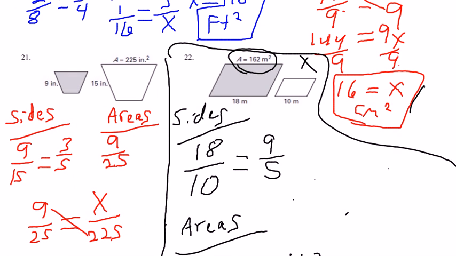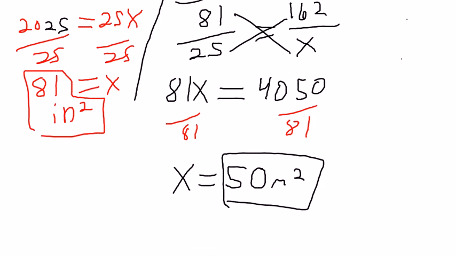If the first shape has an area of 162, it should make reasonable sense. The second shape, we got an answer of 50. Yeah, that seems about right. So 50 square meters.